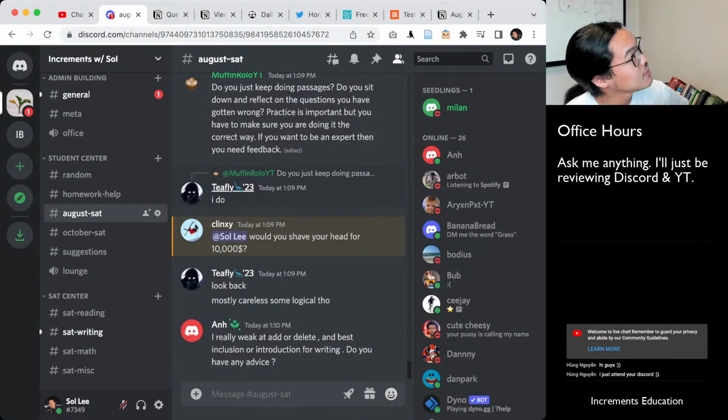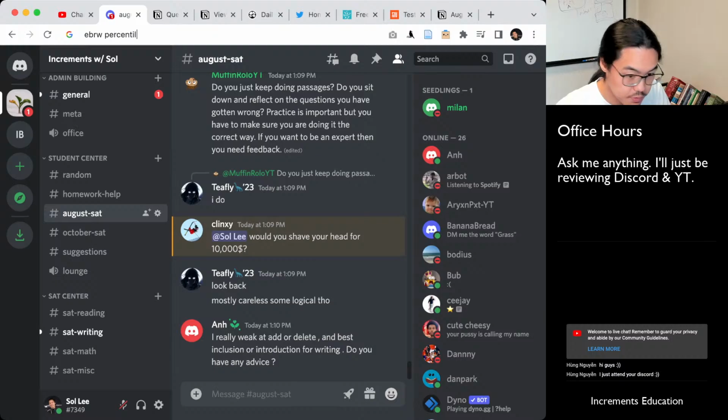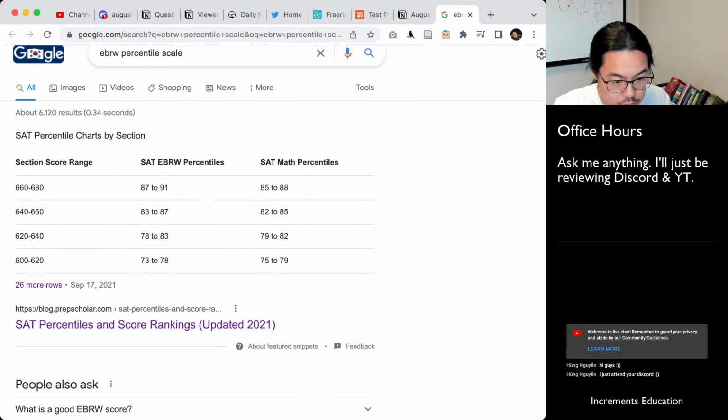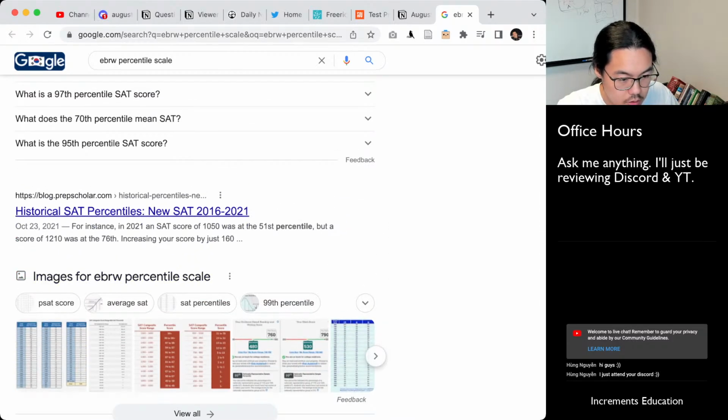Now, by the way, 730 for reading would be not top 1%. Reading and writing would be less than the top 10%, but hang on. Let's actually look that up. Percentile. Oh no, yeah, it's definitely the top 10%. Let's go look at this. I guess we'll use Prep Scholar.